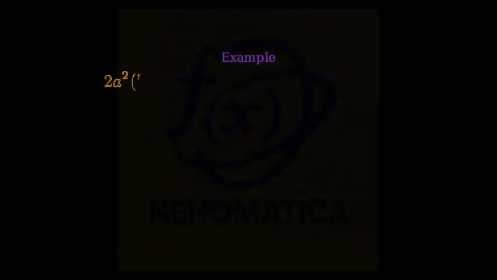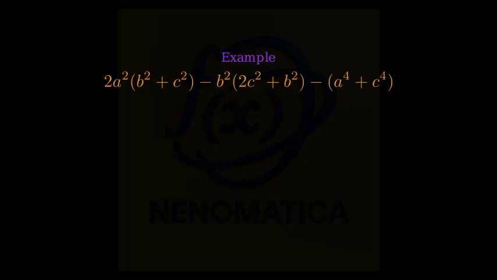Let's start with our example. We need to factor the expression 2a squared times (b squared plus c squared) minus b squared times (2c squared plus b squared) minus (a to the fourth plus c to the fourth).